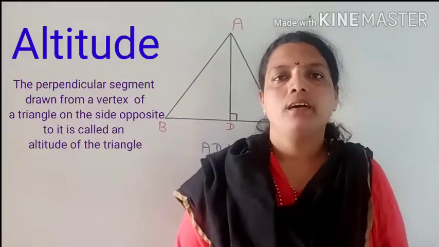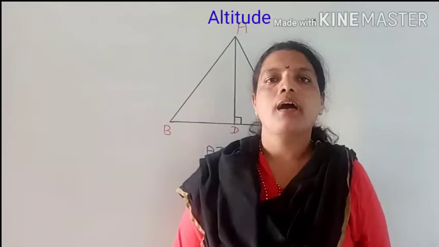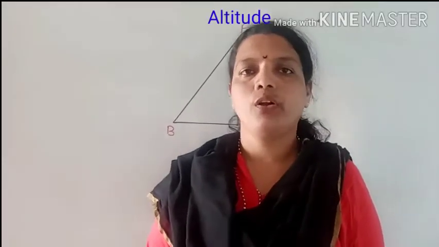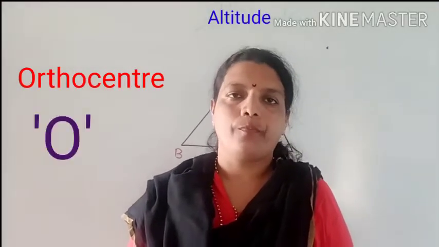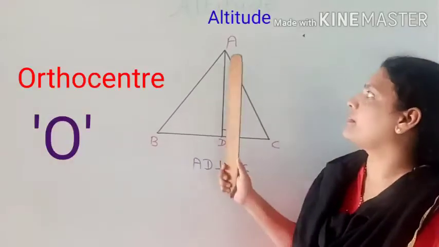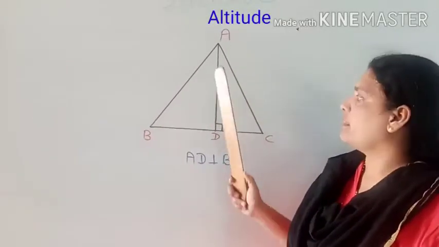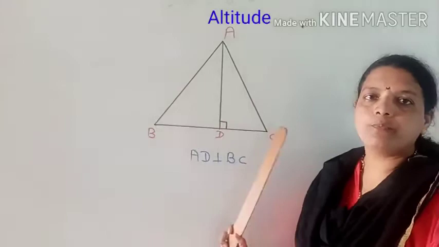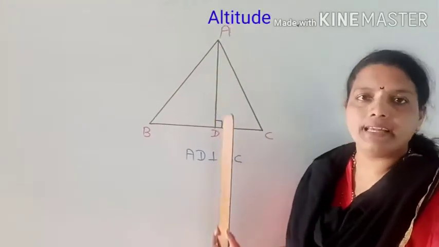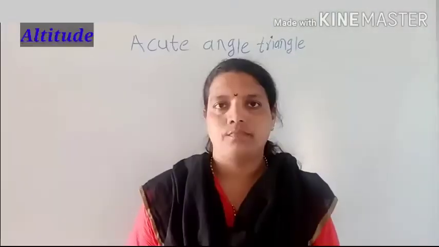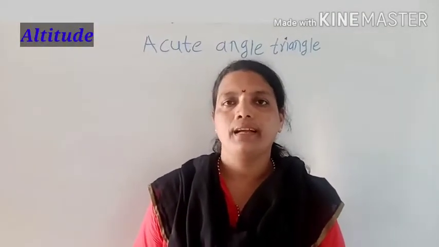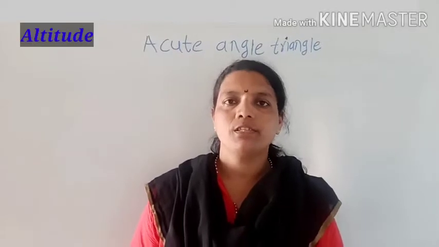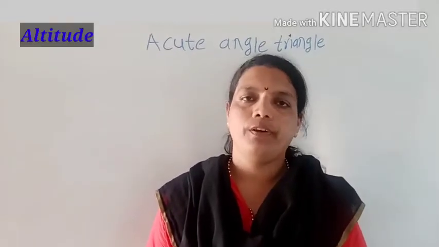In a triangle, all the three altitudes are concurrent, and the point of concurrence of the altitudes is called the orthocenter and it is denoted by O. For example, in triangle ABC, AD is perpendicular to BC, so AD is called an altitude. Now we will draw altitudes of different types of triangles. Simultaneously, we will solve practice set 4.1.